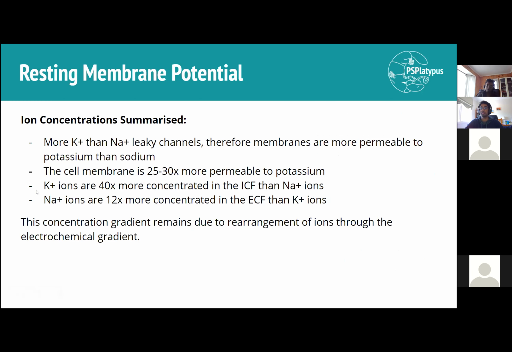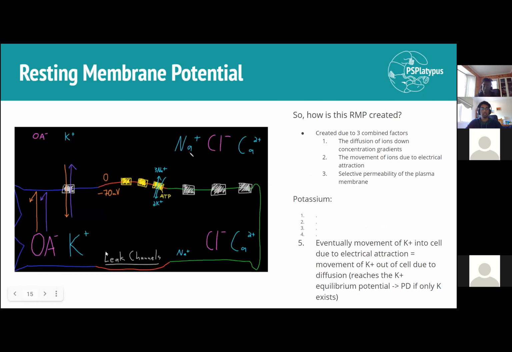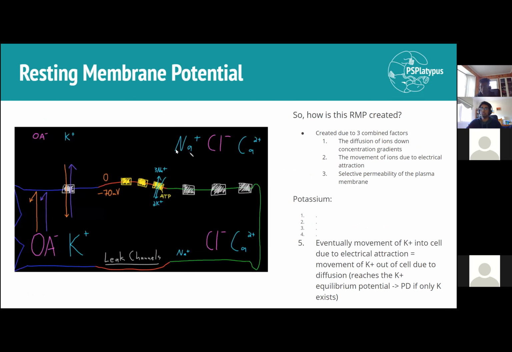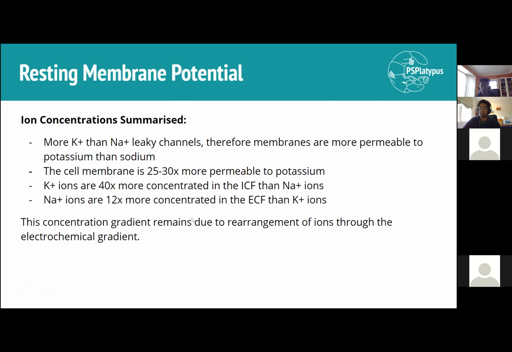So moving on. We're just going to summarize ion concentrations real quick. We have more potassium than sodium leaky channels, as we talked about earlier. So the cell membrane is more permeable to potassium. Hence, the concentrations of ions are going to be a bit different. Potassium ions are 40 times more concentrated in the intracellular space than sodium ions. And on the outside, you have about 12 times more sodium than potassium.